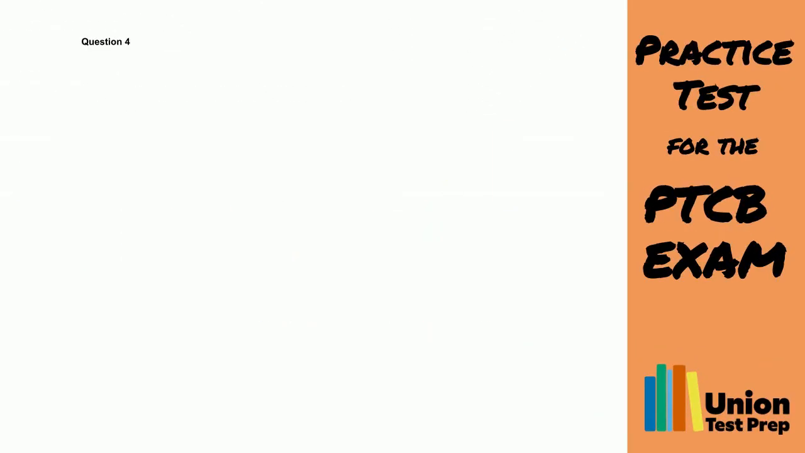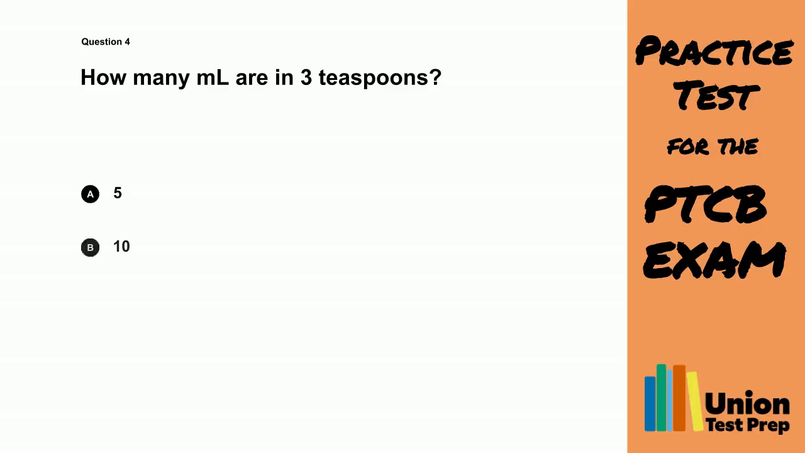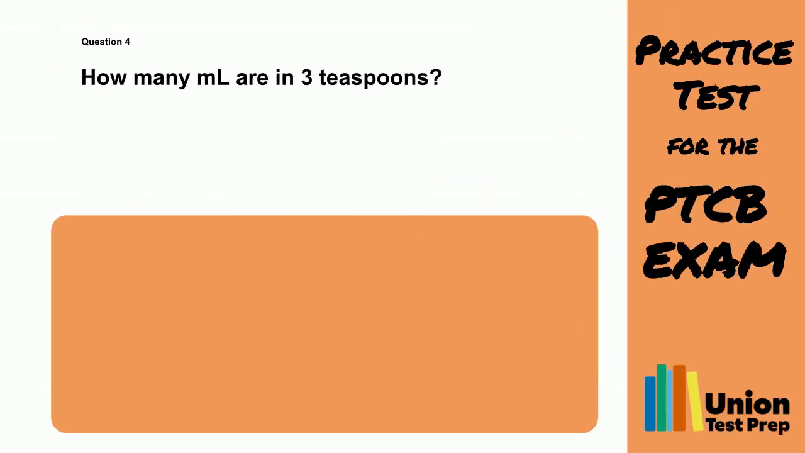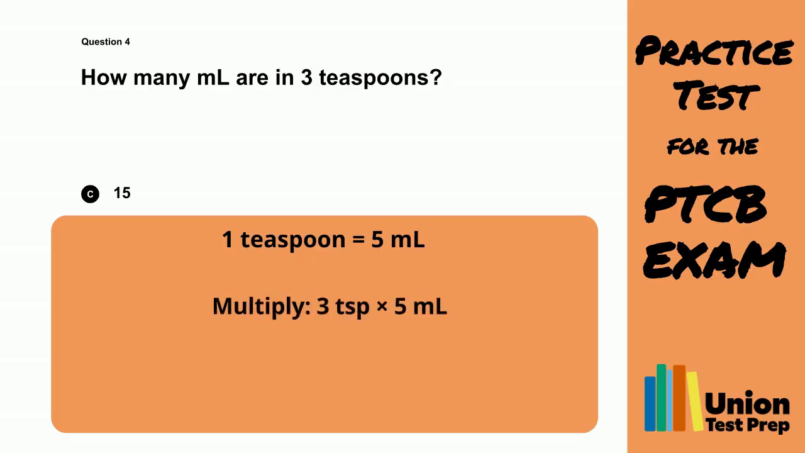Question 4. How many milliliters are in 3 teaspoons? A. 5. B. 10. C. 15. D. 20. The correct answer is C. 15. 1 teaspoon equals 5 milliliters. Multiply 3 teaspoons by 5 milliliters to get a total of 15 milliliters.